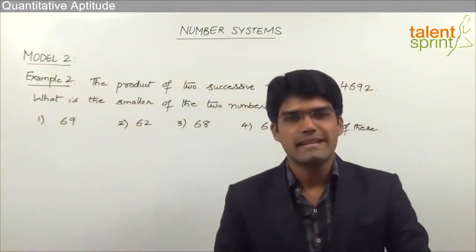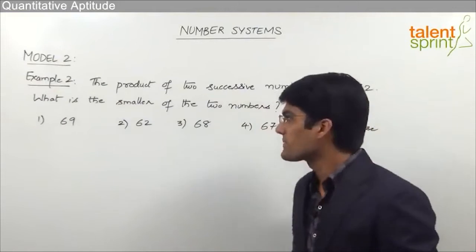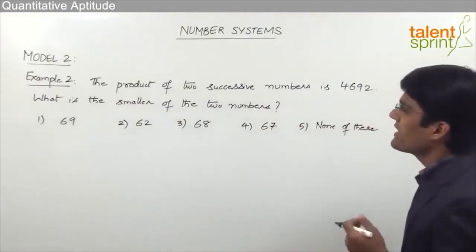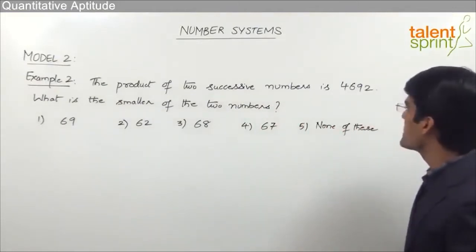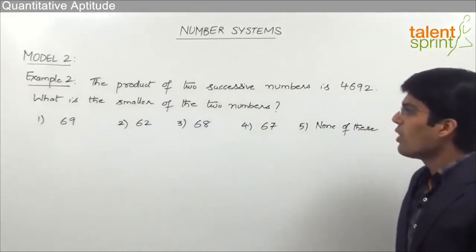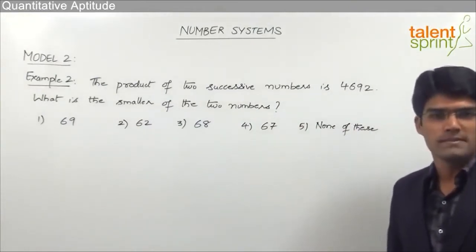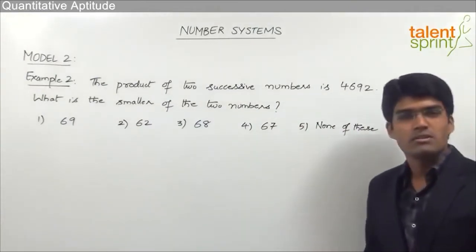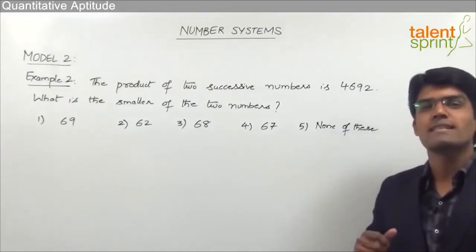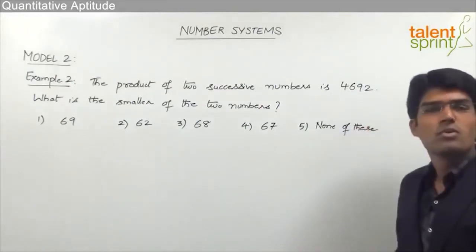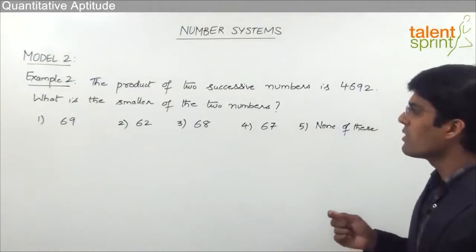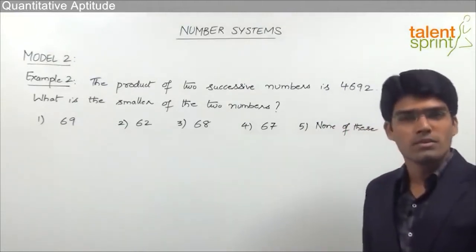Let us now take the second example based on consecutive numbers. The question here is, the product of 2 successive numbers is 4692. What is the smaller of the 2 numbers? So as given here, the product of 2 successive numbers, that means 2 consecutive numbers, is equal to 4692. We need to find out what is the smaller of the 2 numbers.